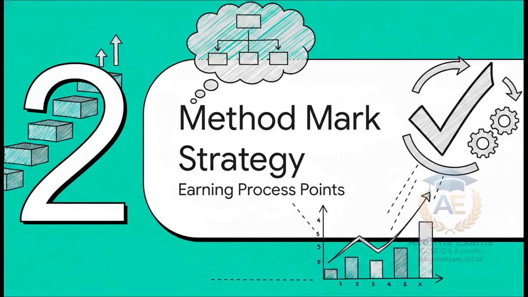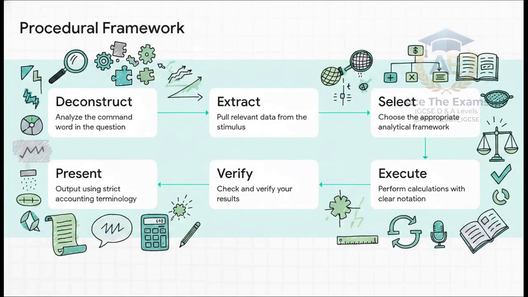Moving right along to Section 2, the method mark strategy, earning points through process. Walk through this strict 6-step procedural framework with me, all right? First, you deconstruct the question. What is the specific command word asking you to do? Second, extract data from the stimulus. Third, select your analytical framework. Fourth, execute with clear notation. Fifth, verify your results. And finally, sixth, present your answer using that strict terminology we literally just talked about.